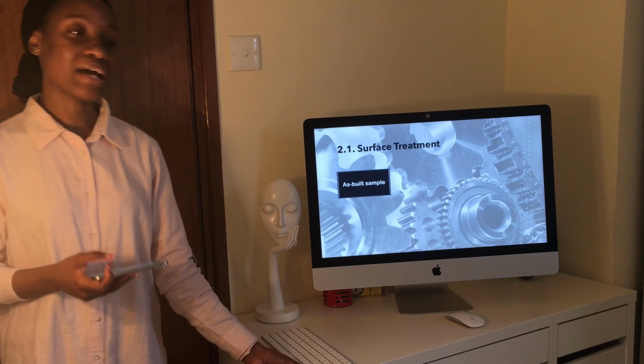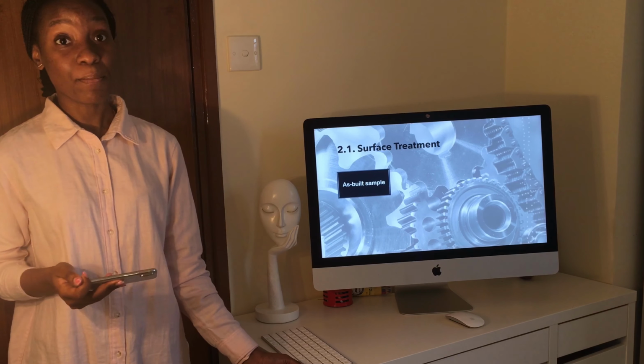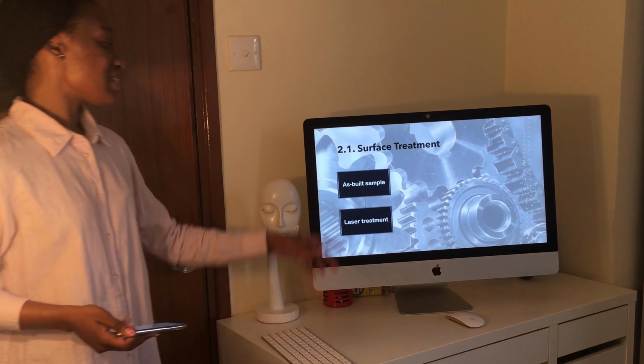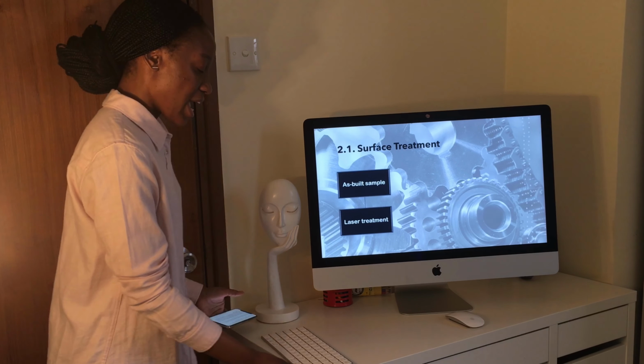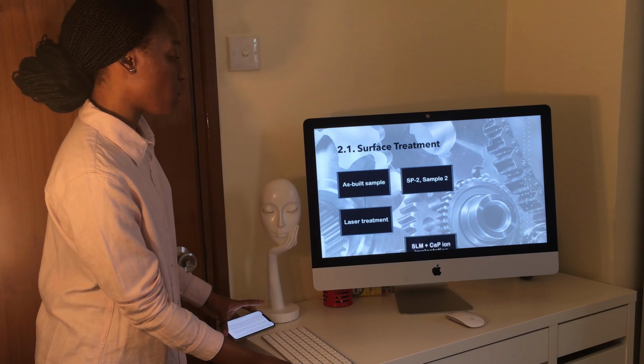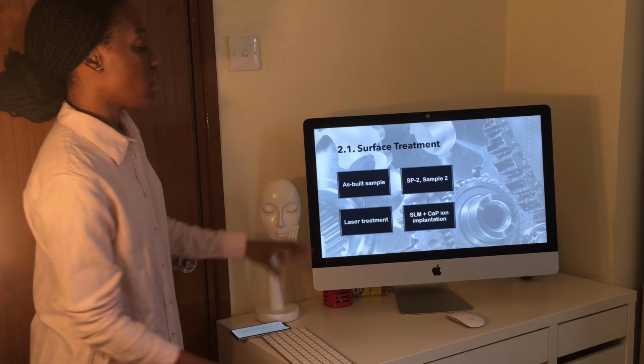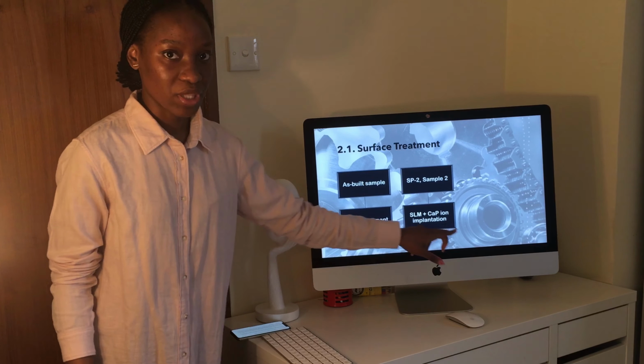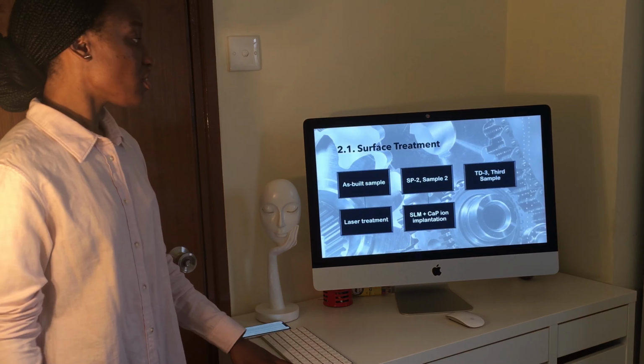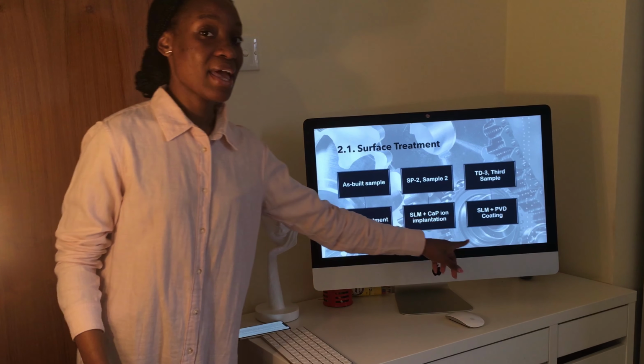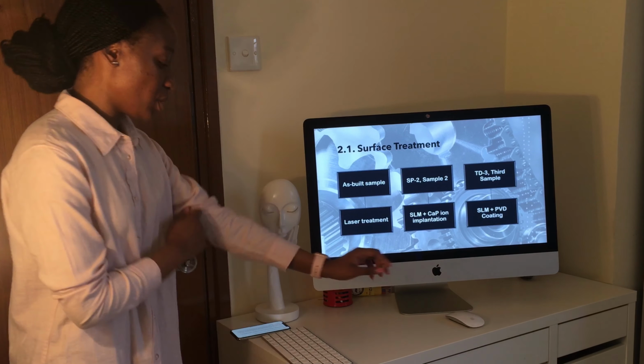Now, for the surface treatment, I firstly had 3 samples. The first sample was submitted to a laser treatment, and the second sample was submitted to selective laser melting coupled with ion implantation. And the third sample was submitted to SLM and a physical vapor deposition coating.